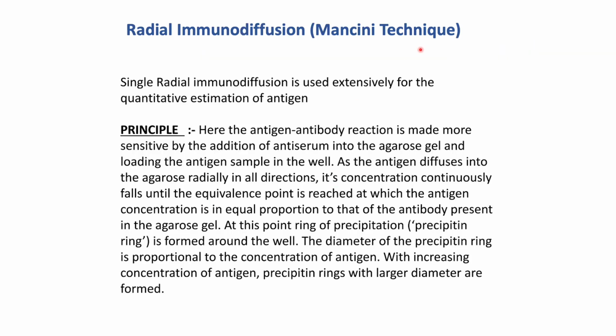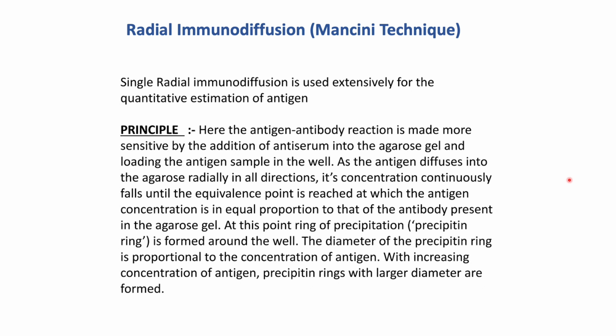And then there's radial immunodiffusion, also called the Mancini technique. Single radial immunodiffusion is used widely for the quantitative estimation of antigen. That is, it's used to quantify how much antigen is there in a given sample. The principle behind this assay is that the antigen-antibody reaction is made more sensitive by the addition of antiserum into the agarose gel, and then the antigen sample is loaded in the well. As the antigen in the well diffuses into the agarose radially in all directions, its concentration continuously falls until the equivalence point is reached.